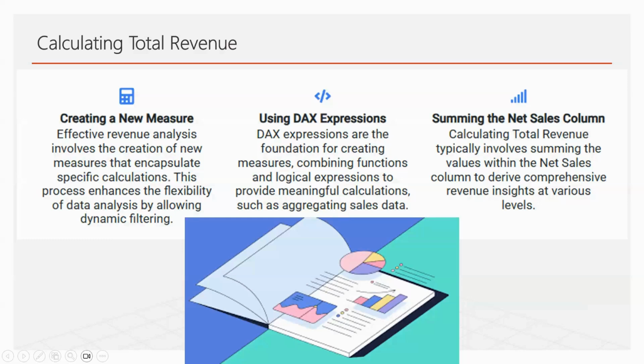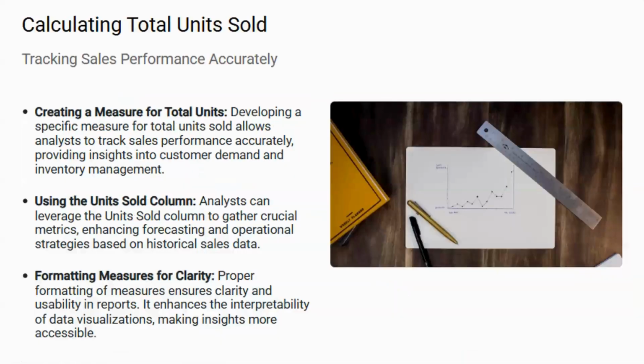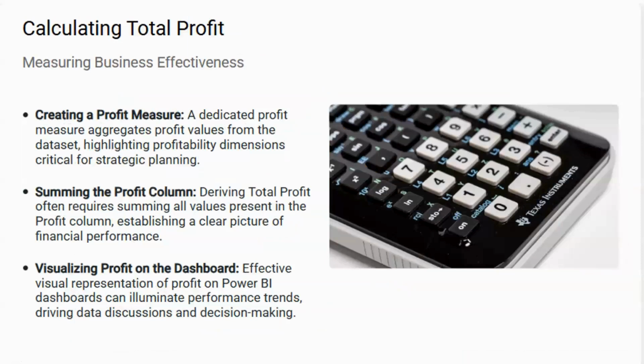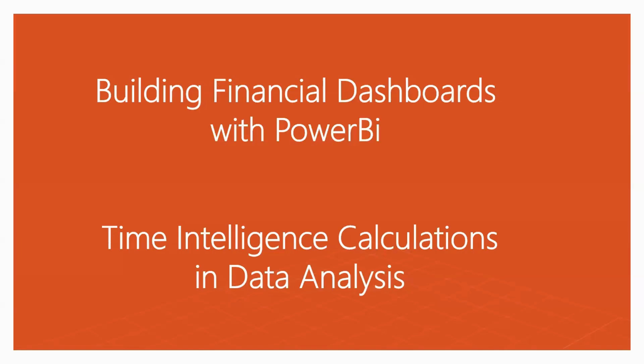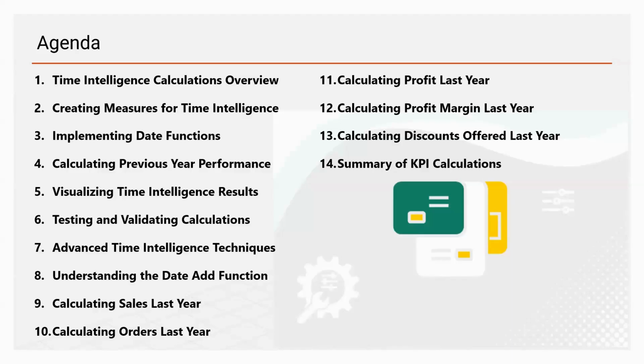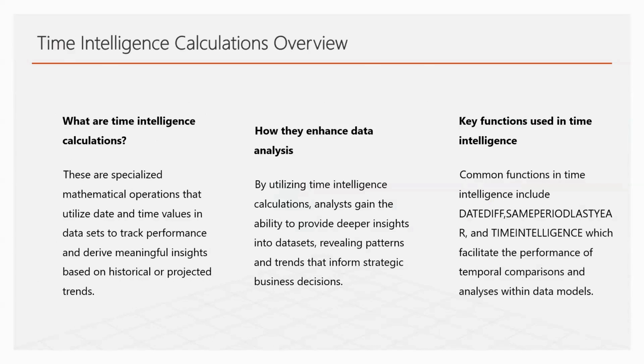Now we will look at time intelligence calculation in data analysis. First, we will calculate sales last year, orders last year, profit margin last year, discount offered last year, and summary of KPI calculation. So we will review time intelligence, then creating measures of time intelligence, implementing date function.